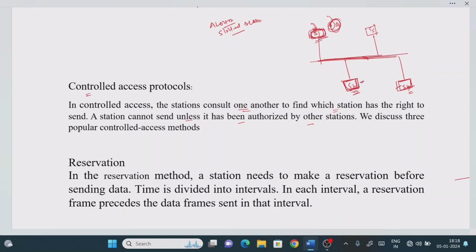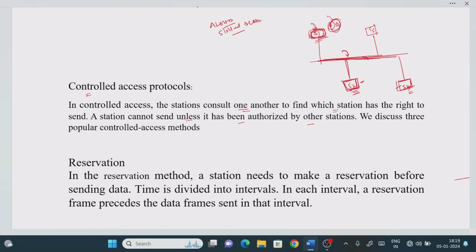It means that S2 has the superpower, so S2 will access the communication channel and send the information. At any given time only one station will be using the communication channel. So first the stations have to consult one another to find out which station has the right to send. After finding out, some station will have the authority, the superpower. Only during that time period does that station have the right to send information, and the remaining stations have to keep quiet. So no collision will occur, because at any given time the single channel is used by the single station only.